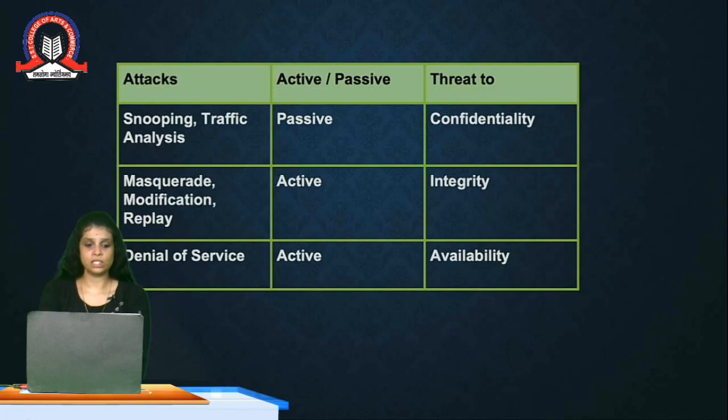Second comes masquerade, modification and replay. These three attacks come under the active attack, meaning modification is done in the message that is being sent from the sender to the receiver. Because of this, the integrity of the data is compromised. Integrity means the changes made to the data, meaning our data is not as before and there are some changes made in it.